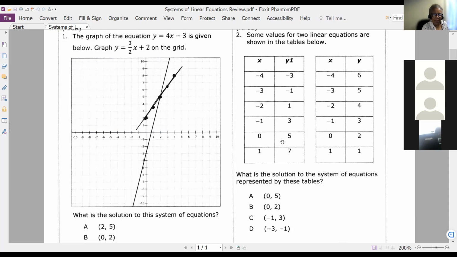There's only one place that's true. And what is it? Oh, C. That's it, because right there, they're the same. That's your answer. So for a table, it's where the XY pairs match. For a graph, it's where the two lines intersect.